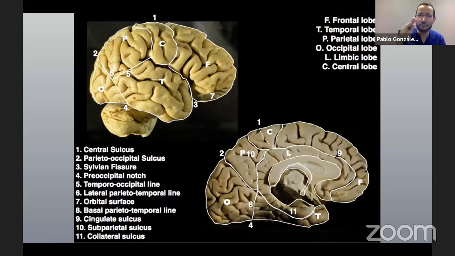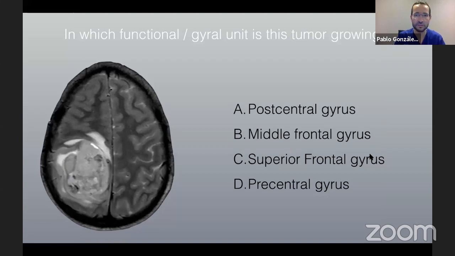And we also have some fixed anatomical landmarks, sulcogyral landmarks, that could help us to identify where a tumor is growing. So let me share with you the first question. I don't know if you are there, Salman, but this is the question: in which functional or gyral unit is this tumor growing? This is a 14 year old patient who came to the emergency department with some hemiparesis, and in 2 days during the study of the MRI, the patient experienced a complete hemiplegia. Where do you think this tumor is located?